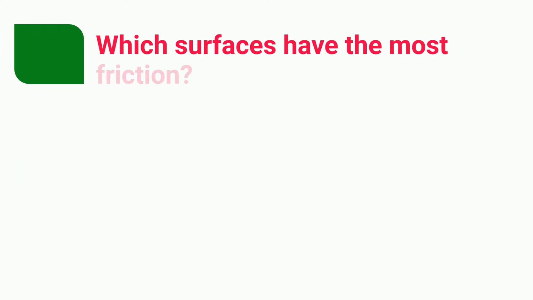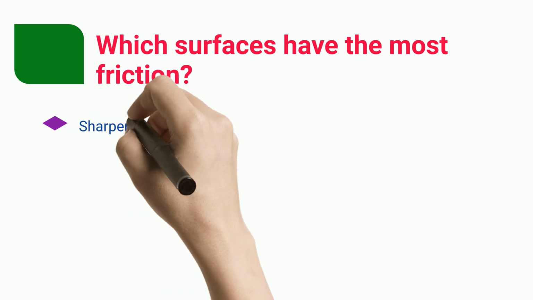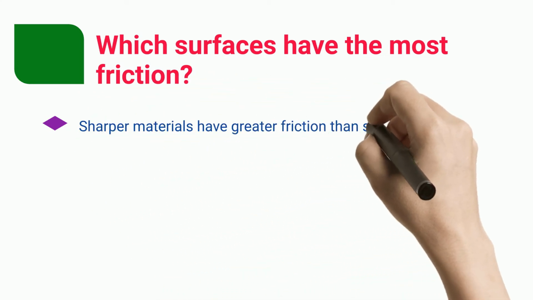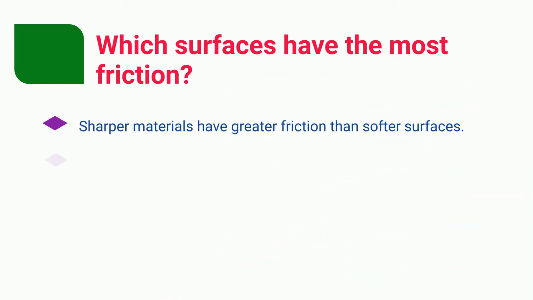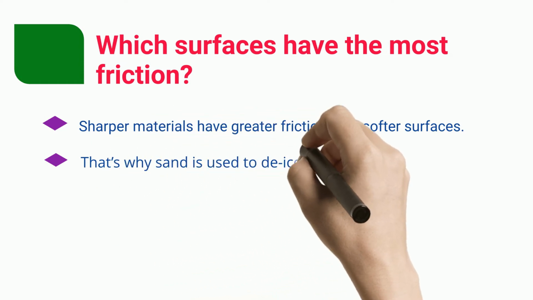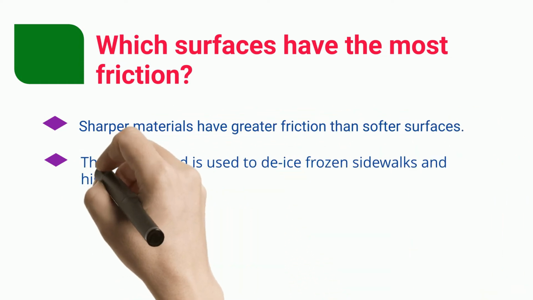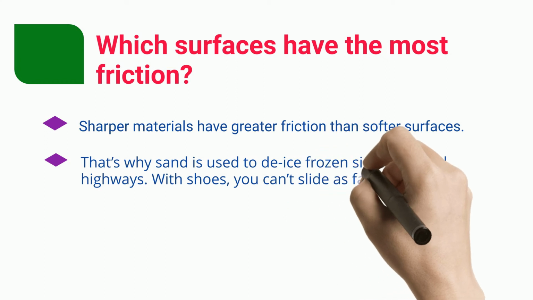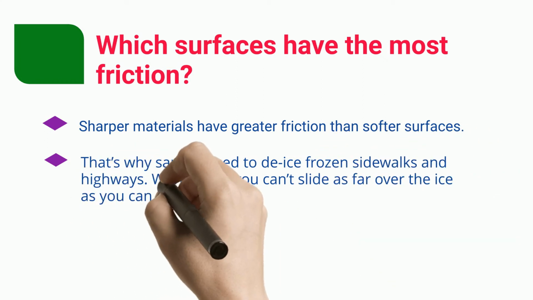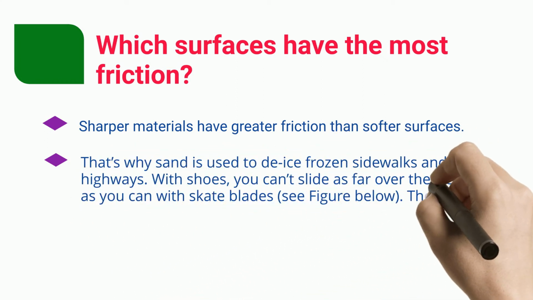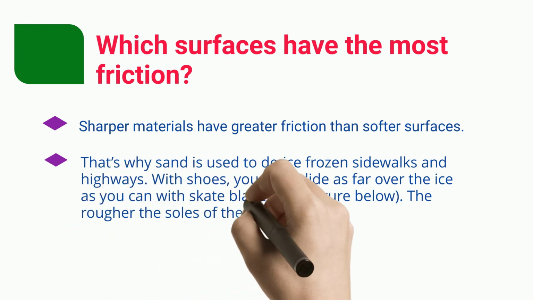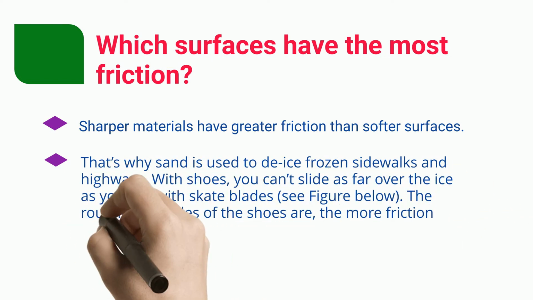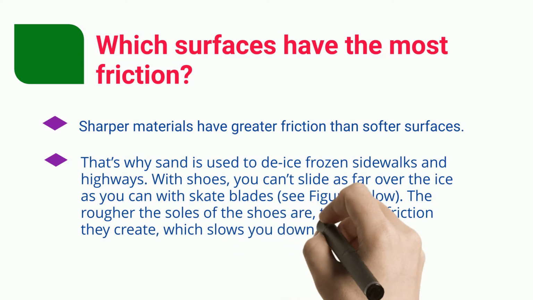Rougher materials have greater friction than smoother surfaces. That's why sand is used to de-ice frozen sidewalks and highways. With shoes, you can slide as far over the ice as you can with skate blades, see figure below. The rougher the soles of the shoes are, the more friction they create, which slows you down.